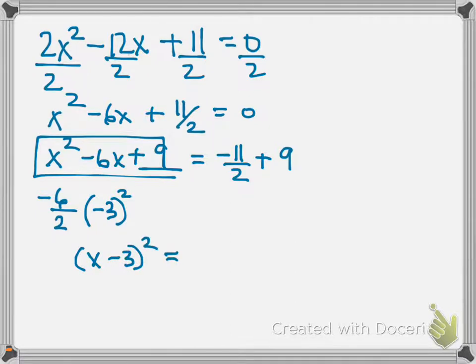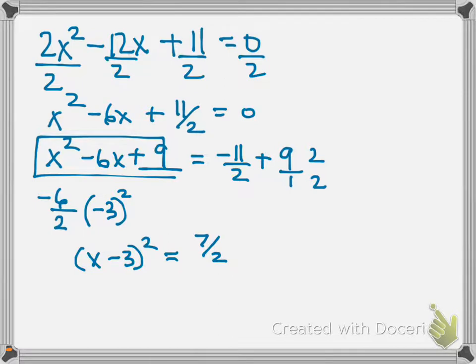Here's where maybe this gets hard. I'm adding fractions. -11/2 plus 9. I'm just going to put a 1 under the 9. I have to make common denominators. So I get -11 plus 18. And -11 plus 18 is 7. So I get 7/2. Okay, awesome. We're practically done.